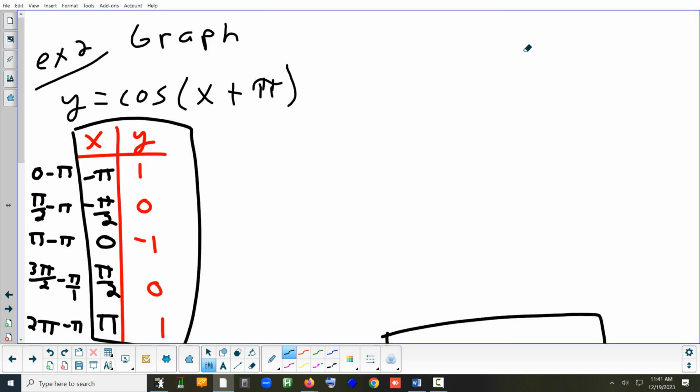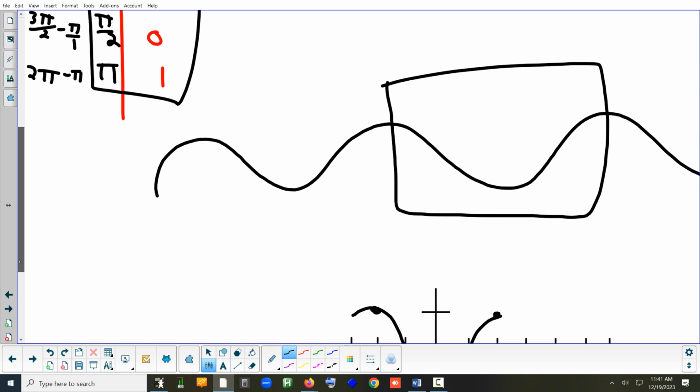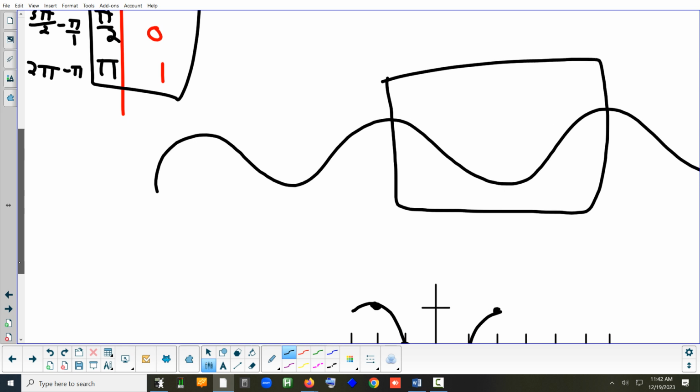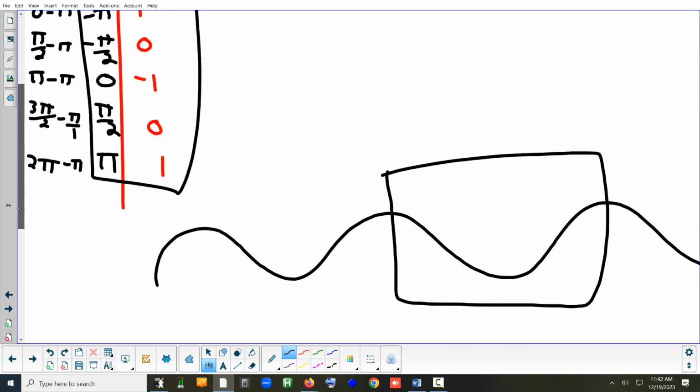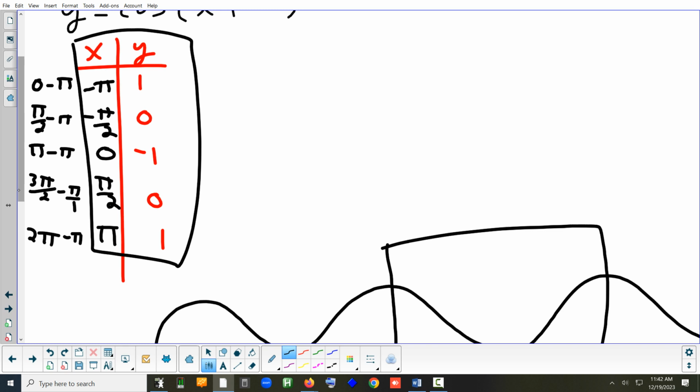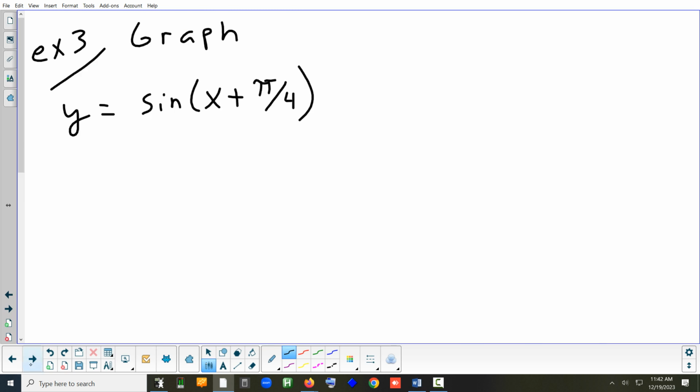Okay. Any questions on that one? Okay, this is actually one of the harder transformations just because of the arithmetic with the pi. It's not that bad, but some of the other transformations are a little easier. Right, let's try this one. Sine of x plus pi over 4. Okay, what are my original y values for sine?